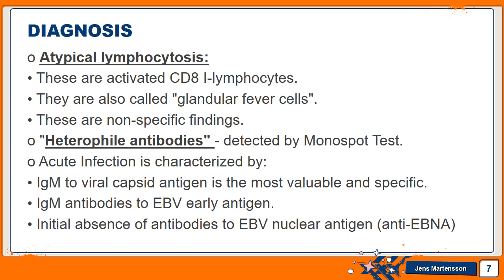Initially, Epstein-Barr virus nuclear antigen, anti-EBNA antibodies, are absent, and they are present after 1 month of infection. So it will help you to diagnose the disease in retrospect. That means if after 1 month of this, you check for anti-EBNA antibodies and they are present in the blood, then you will think that the patient had infectious mononucleosis 1 month back.